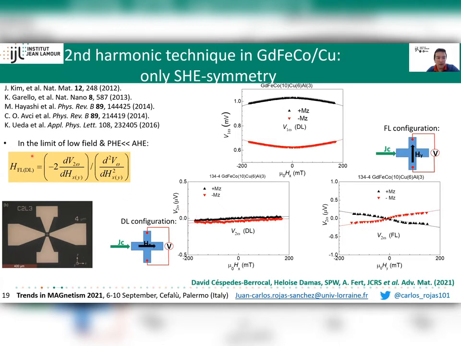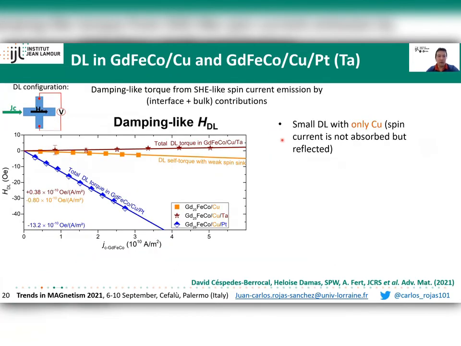And we can estimate the effective field that drives the spin-orbit torque. We have this condition, low field and planar Hall effect much smaller than anomalous Hall effect, and we have checked this in our sample. I will not go into detail on this. The signals are, of course, very weak because it's only gadolinium iron cobalt copper. But I will summarize our studies here.